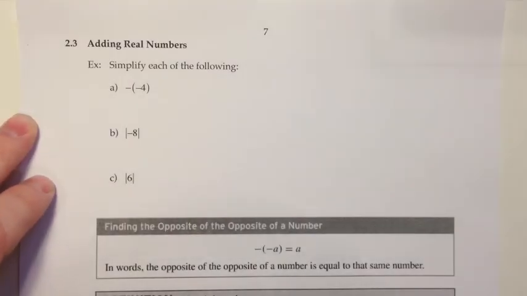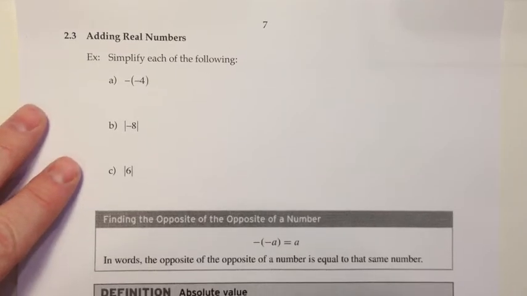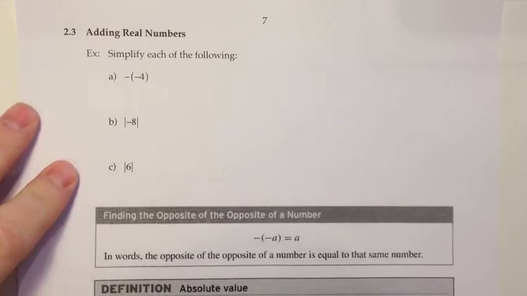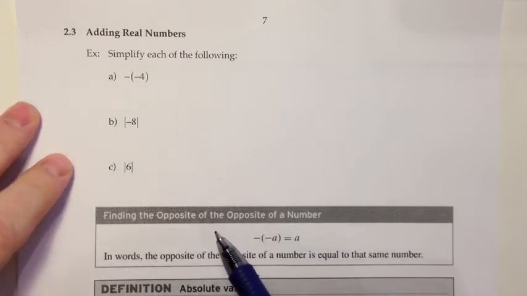Alright, we're going to look at section 2.3, which is adding real numbers. And you'll see as we go through this expression that what we're really trying to get at here is the idea of adding signed numbers, so dealing with both positives and negatives. And we're going to start off with just getting used to some of the notations involved with negative numbers. So they're asking us to simplify a few things in this example.